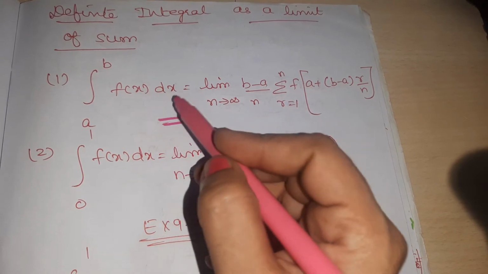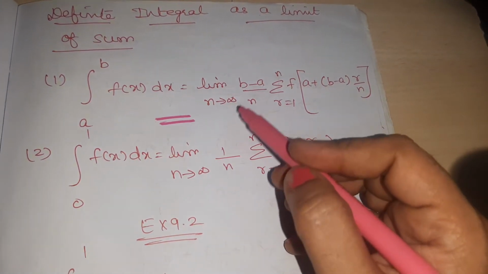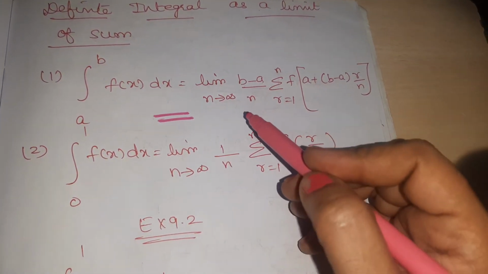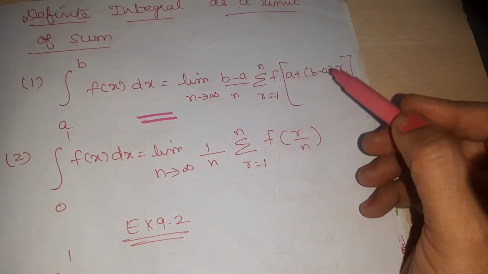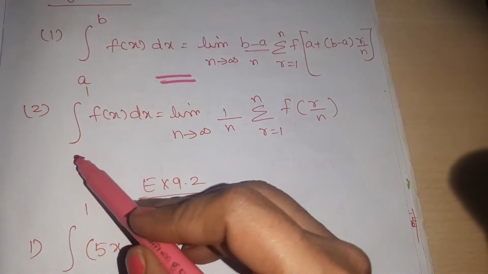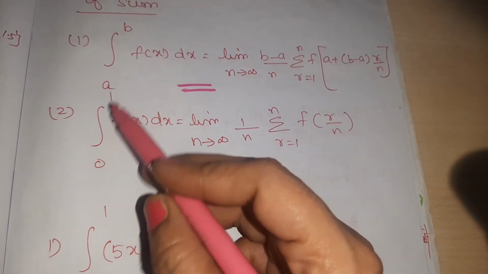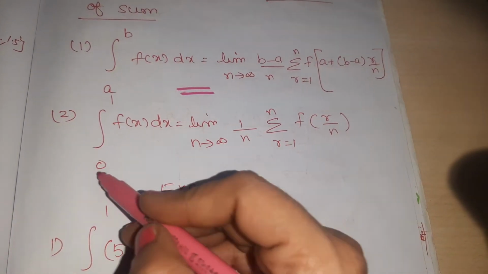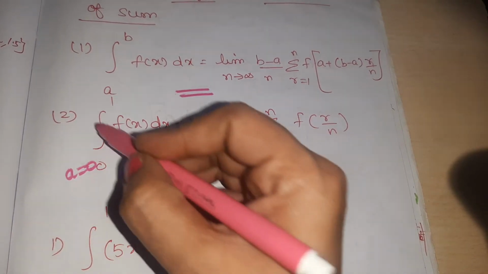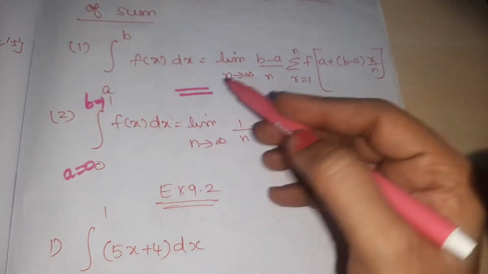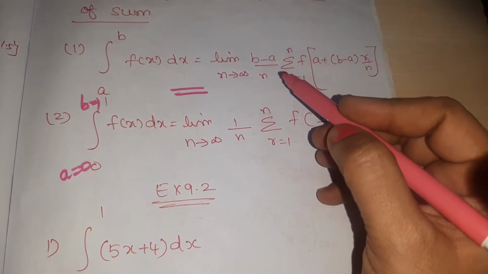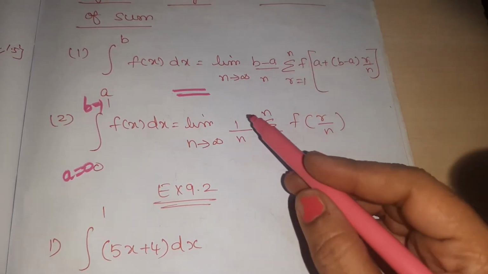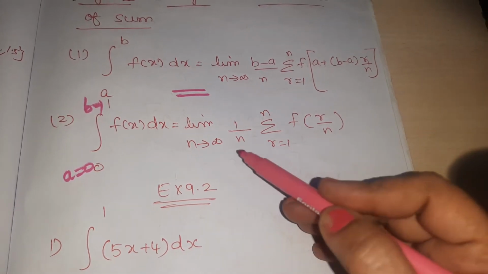So a to b f of x dx is equal to limit n tending to infinity (b minus a) by n, summation r is equal to 1 to n f of a plus (b minus a) into r by n. Suppose the limit is given as 0 to 1 f of x dx, here a will be 0 and b will be 1. So in this formula, if I substitute a is equal to 0 and b is equal to 1, I will get limit n tending to infinity.